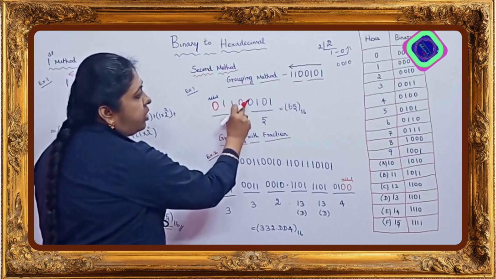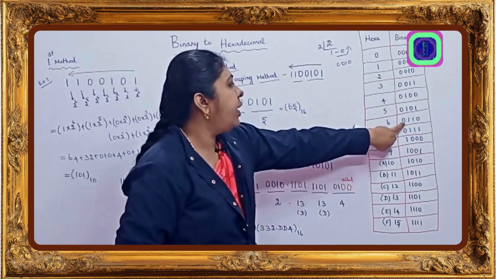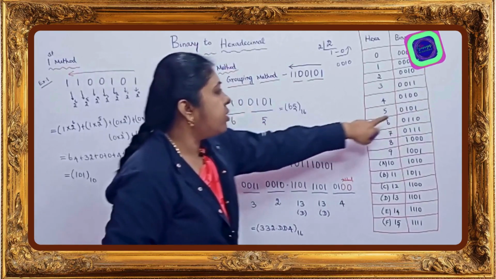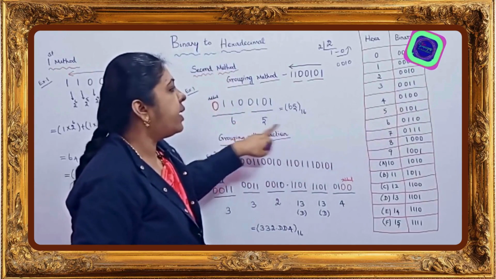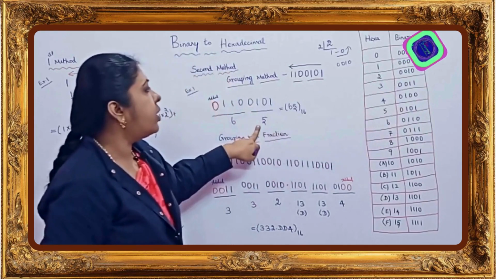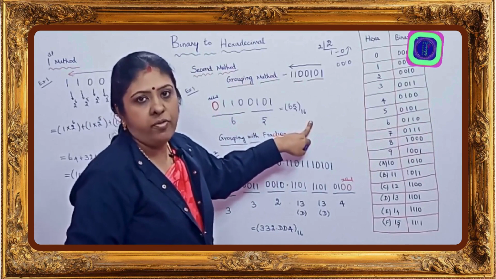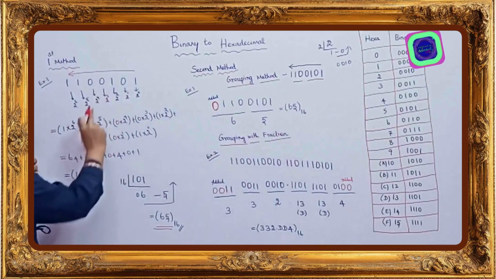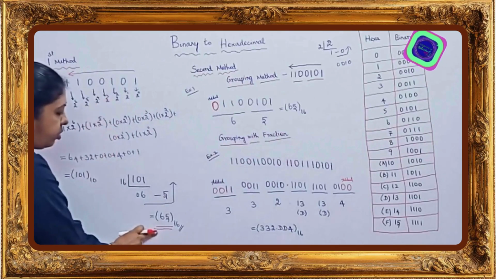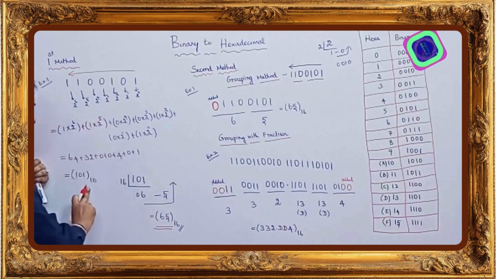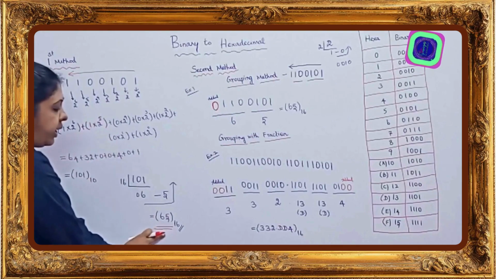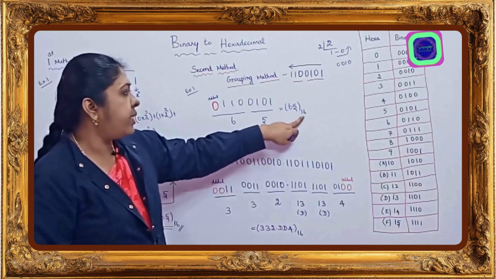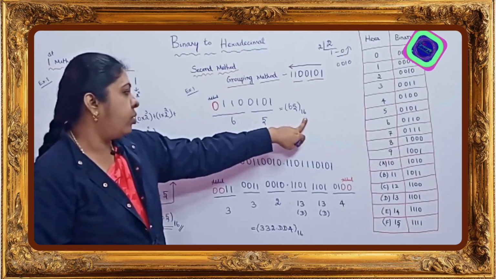So 0110 here represents 6. It is noted. 0101 is represented as 5. It is noted here. So 65 to the base of 16. The answer we got in the first method, by converting to decimal and then to hexadecimal, was 65. Here by the grouping method, we attained the answer 65 simply.